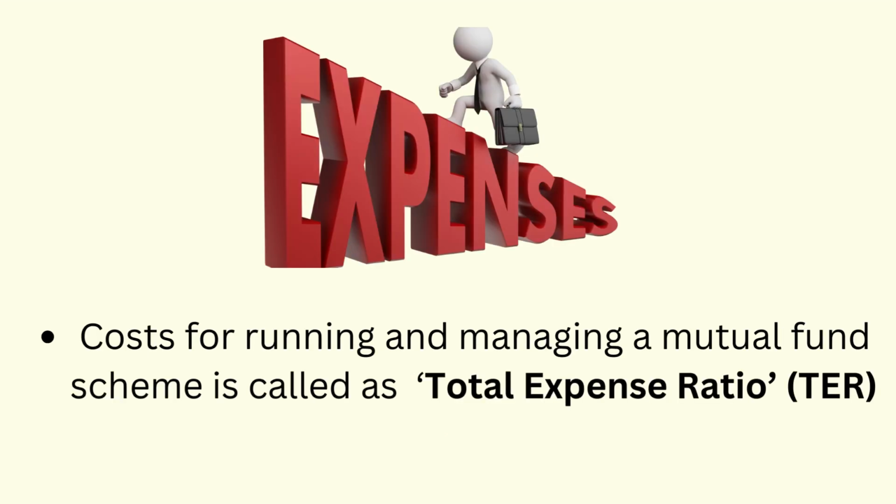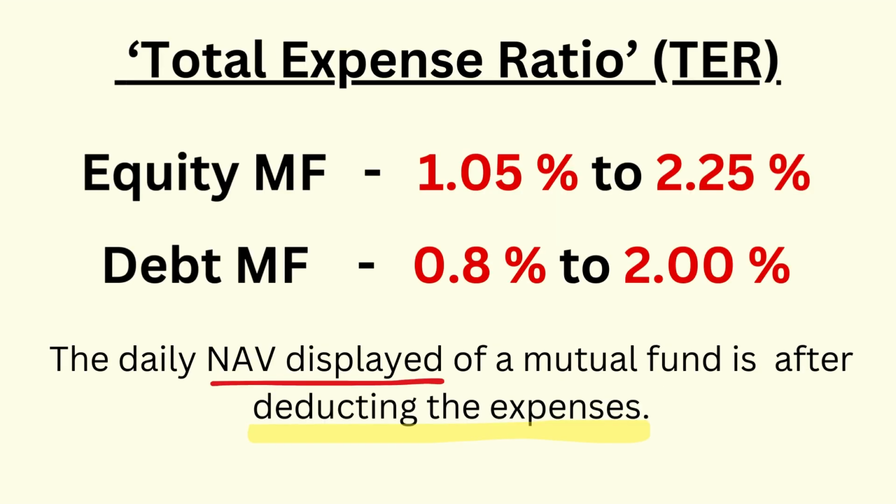Now, what are the expenses involved? The cost of running and managing a mutual fund scheme is called the total expense ratio, that's TER. So TER for an equity mutual fund is between 1.05 to 2.25%, and for a debt mutual fund it is 0.8 to 2%. The displayed NAV of a mutual fund is after deducting the expenses.